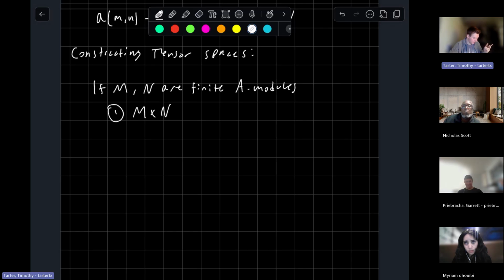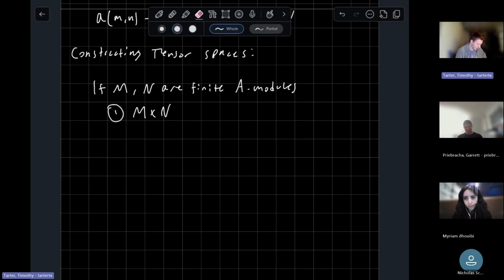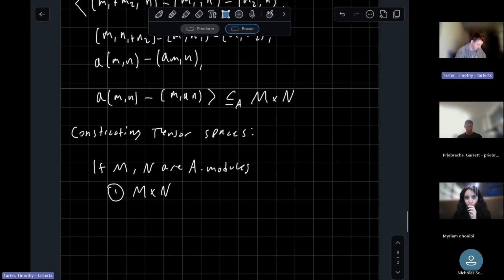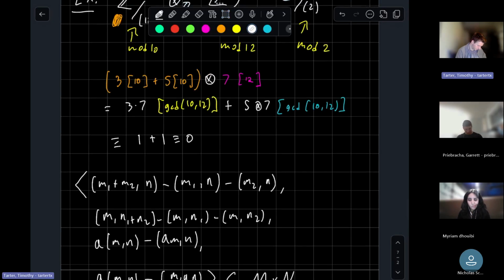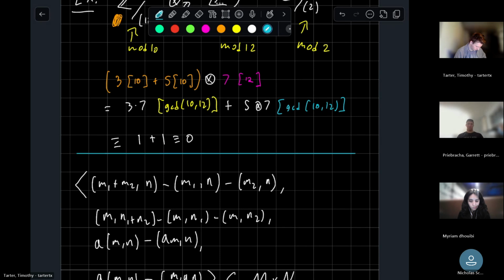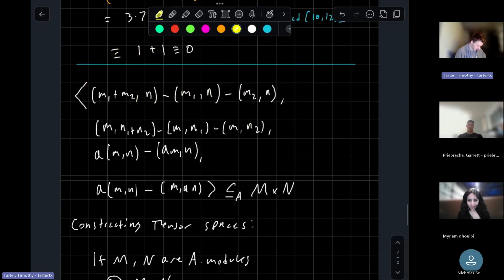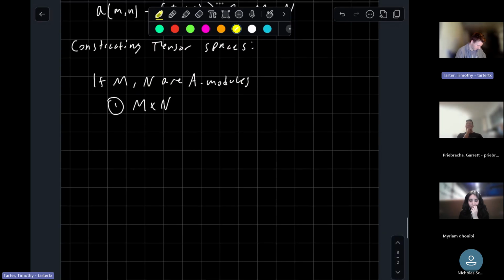So it just has to be, yeah, if M and N are A modules, then the thing that we end up using is, we're just going to call this submodule Y. M cross N quotient Y is M tensor product over A with N. That's just terrible. Ugh. Why would anybody do that?